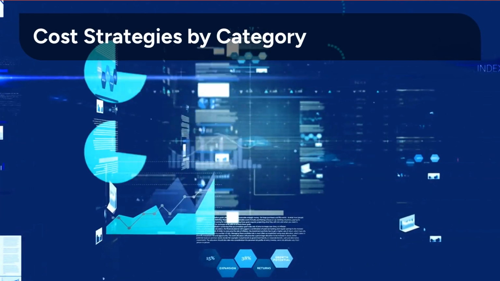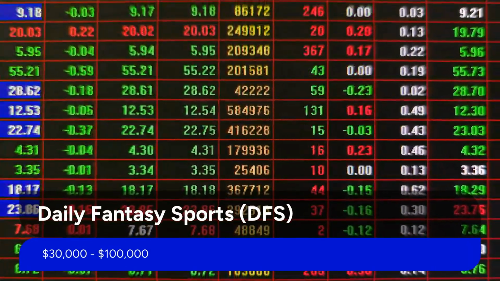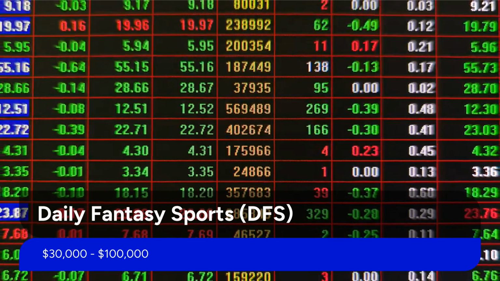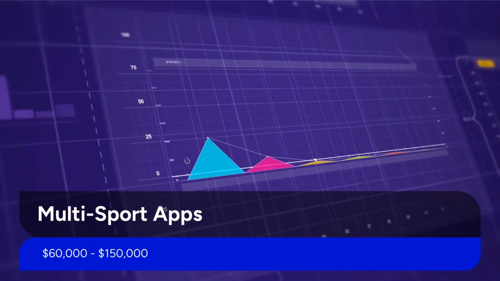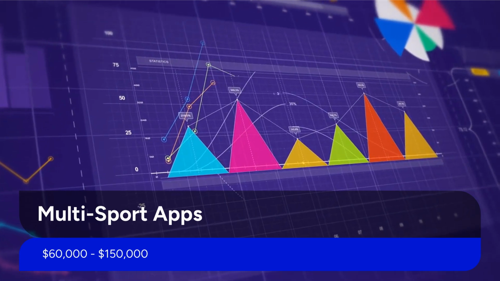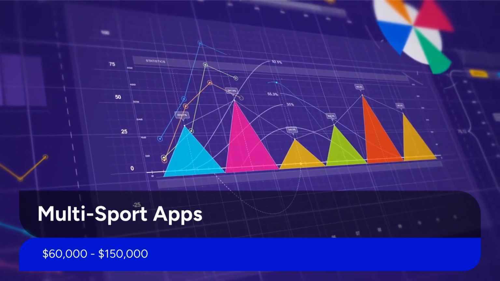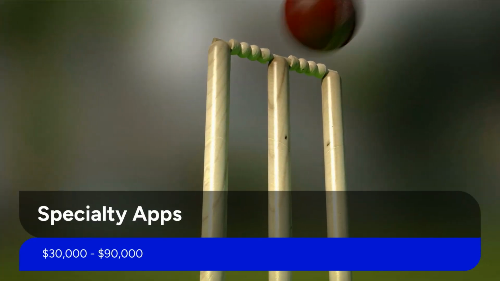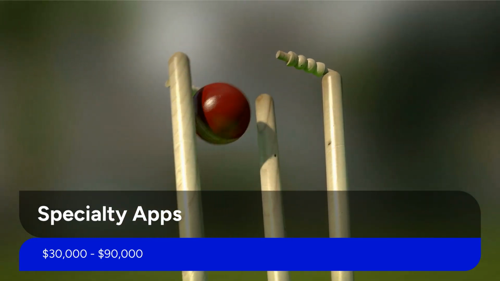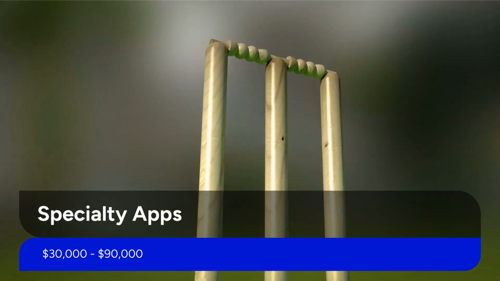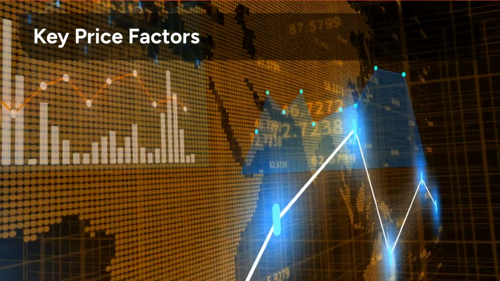Development costs also vary based on the app's specific category or format. Daily fantasy sports applications need complex, real-time data integration and secure payment processing, pushing costs between $30,000 and $100,000. Multi-sport fantasy applications require diverse APIs and complex database management for various sports, placing them in the $60,000 to $150,000 range. Specialty apps, like dedicated fantasy cricket or football, need customized scoring and unique features, generally costing between $30,000 and $90,000. Several other crucial factors directly impact the overall price of developing your fantasy cricket app.